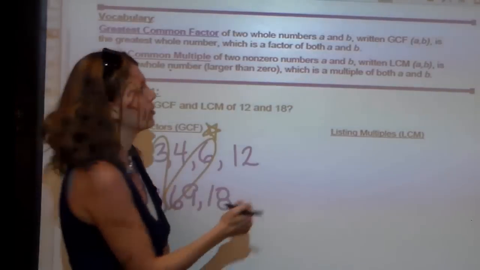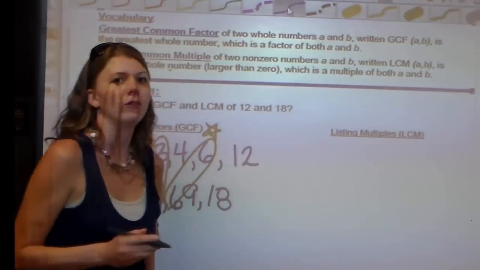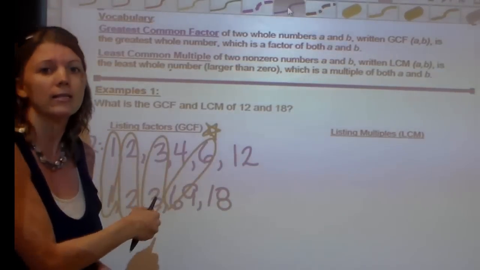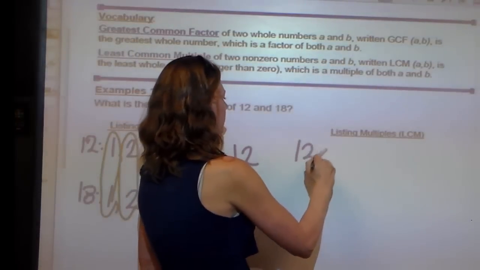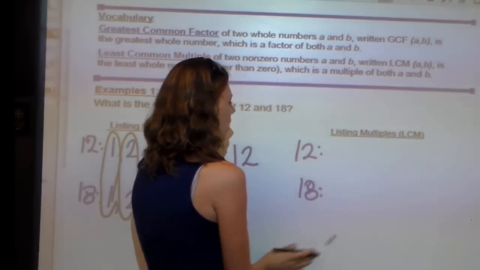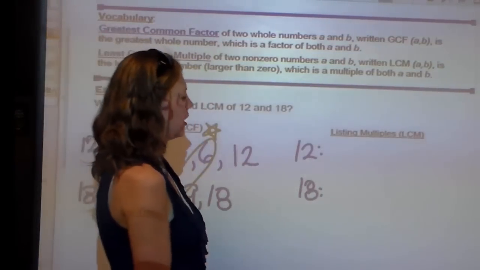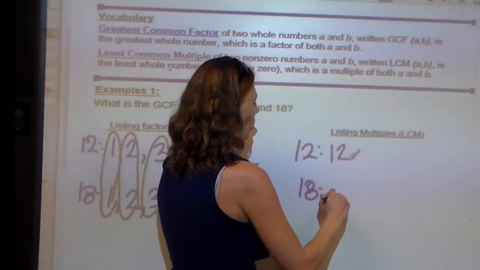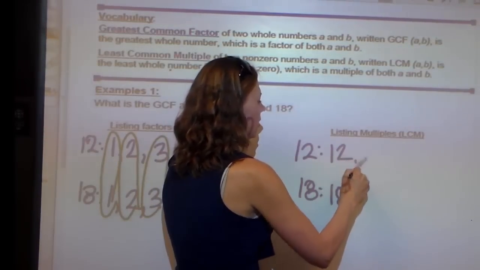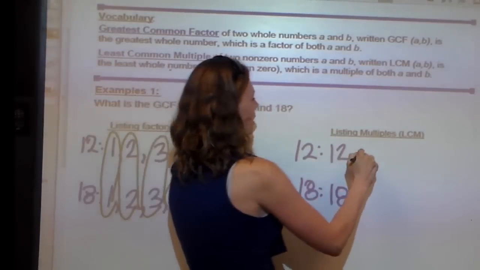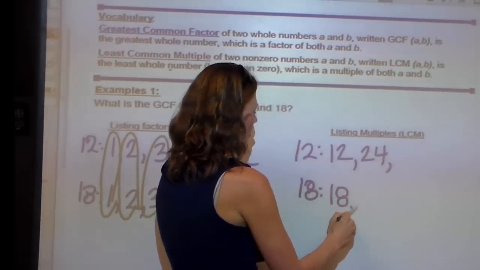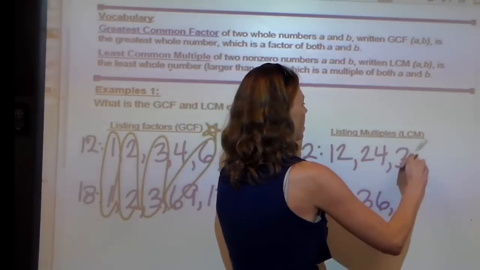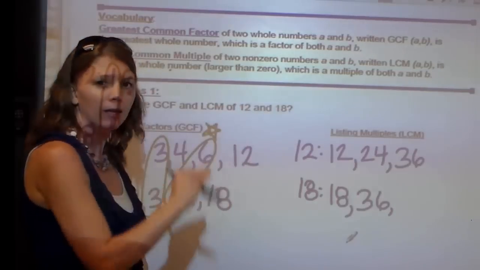Now I want to list the multiples. Another downside of listing is that you have to have two separate lists. Because we have a list of factors, now I'll have a list of multiples. Again, I want to write down 12 and 18. And for these, I like to keep them kind of even. So 12 times 1 is 12. 18 times 1 is 18. Now if I multiply 12 by 2, I get 24. This one would be 36. And then 12 times 3 is 36. Again, I like to keep them even.